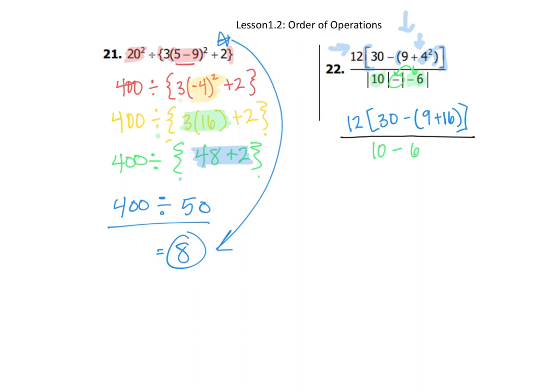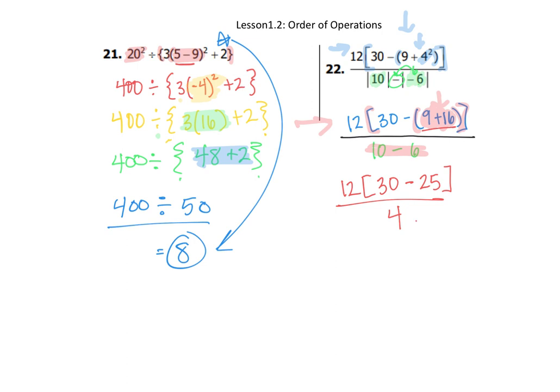Okay, our next piece. I'm back to my numerator. I've got brackets, and I'm looking inside the brackets to my next grouping, which is parentheses. I have to do what's inside of here next. That's the first piece. So copy everything back down, 12 bracket 30 minus, what is 9 plus 16? It's 25. And now I'm done with those parentheses because I've done everything inside of them. So I can close that bracket, and this is over, and what is the denominator simplifying to? 10 minus 6. 10 minus 6 is 4.